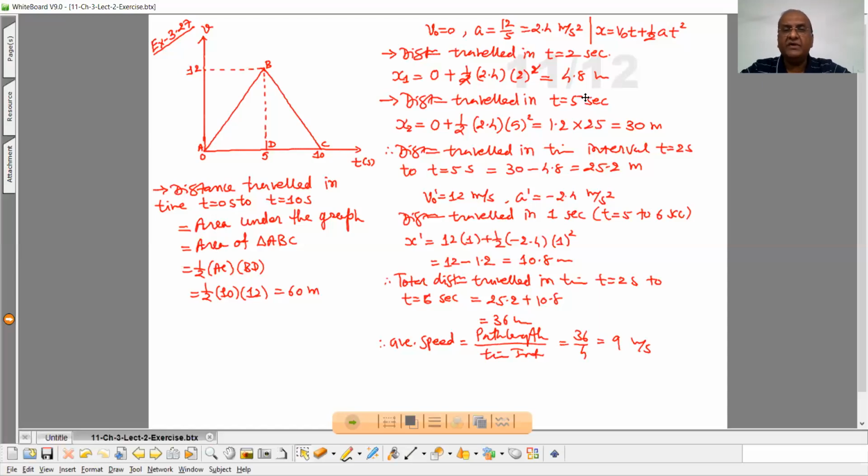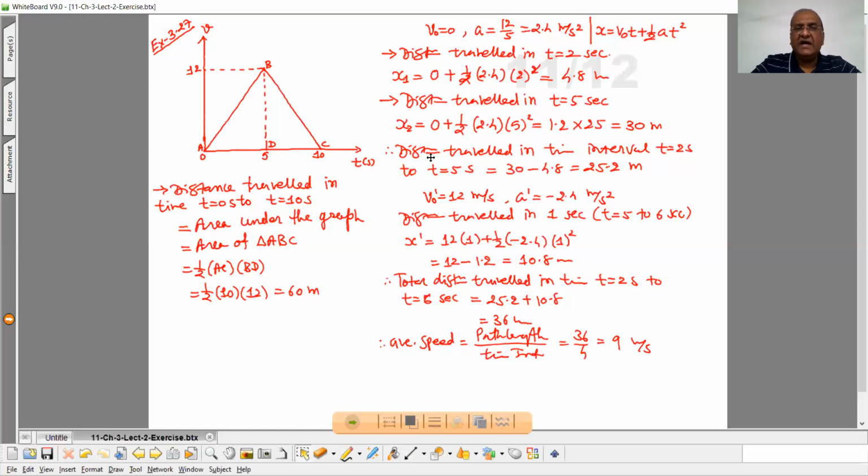So t equal to 5 seconds. So x2 equal to 0 plus half into 2.4 into total time 5 seconds squared. That is equal to 1.2 into 25 will give you 30 meter.